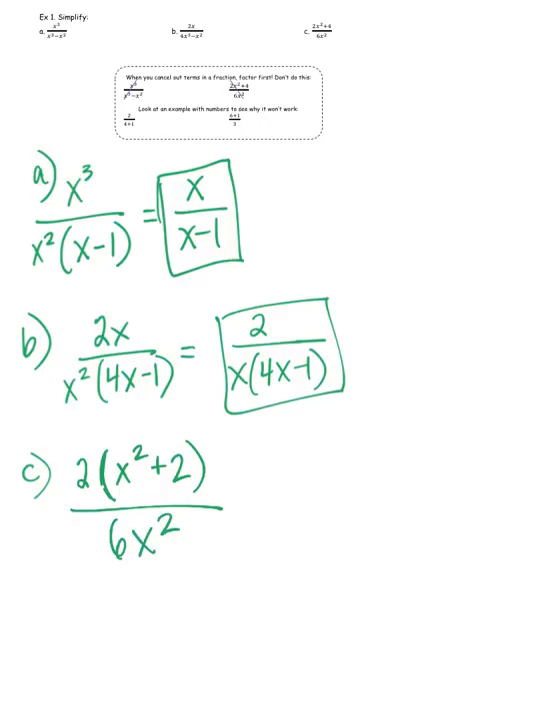Now I look for anything that it can cancel out or simplify, and that is going to be that 2 out front and that 6 in the denominator. So this simplifies into just x squared plus 2 over 3x squared. That x squared in your numerator and that x squared in your denominator cannot cancel out.